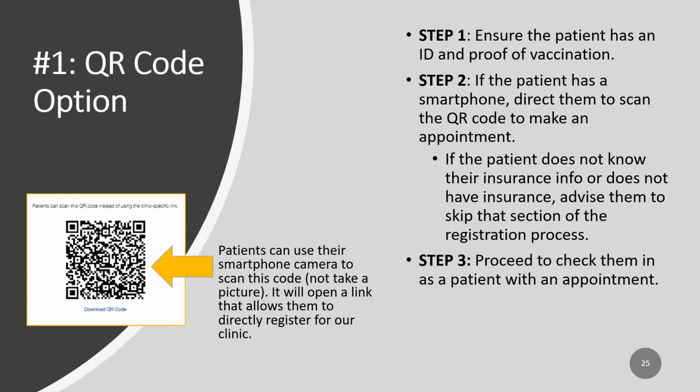Method number 1, QR code option. At our clinics, we print out posters of QR codes. Patients can then scan that poster and it will lead them to a link where they can register on the spot. To do this, we must first verify the patient's ID and vaccination record. Then ask them if they have a smartphone that they can use to scan that QR code. Help the patient scan the QR code and ensure that they find the correct My Turn link. Usually patients that use this method are pretty good at making their own appointment, but if they do have questions, offer them assistance.